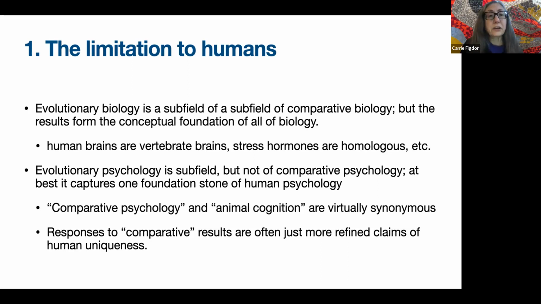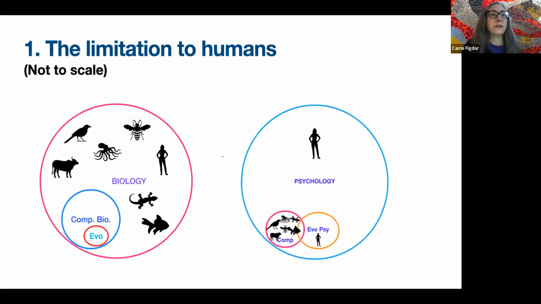So to picture this difference, I've made this fairly crude, not-to-scale drawing. In biology, you've got all of the creatures that there are, right? Plants as well, I should have put a plant in there. And then you have a subset, which is comparative biology. And then within that, you've got evolutionary biology. And all of the creatures that you see here in the larger sphere are included in the smaller spheres as well. In contrast, psychology is pretty much human.